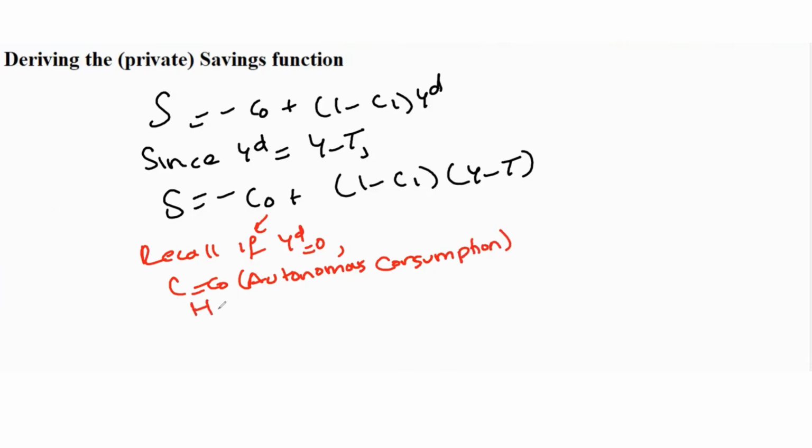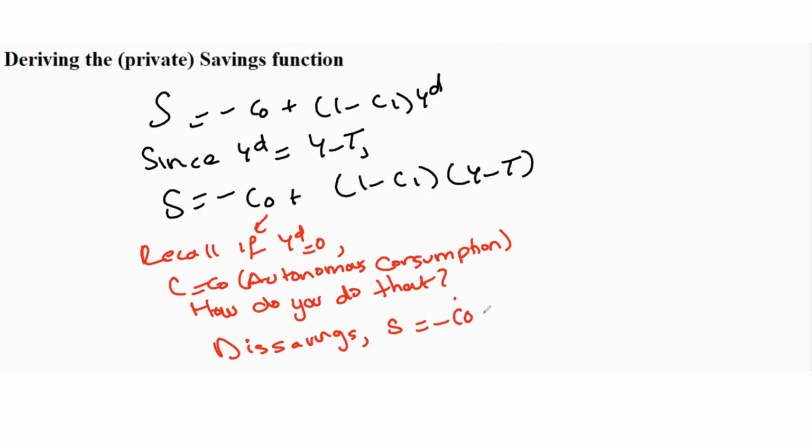How do you do that, right? How do you consume when you don't have any income? From here you can see the answer to this. It's through dissavings, as your private savings is equal to minus C naught, which is less than 0, because we know C naught is positive, it's autonomous consumption.